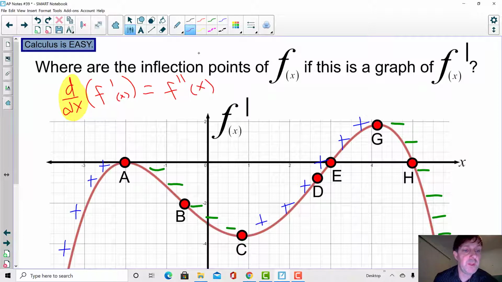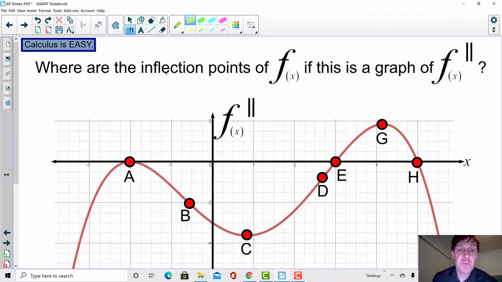So anywhere those pluses change to minuses, or vice versa, you're going to have an inflection point. So we're going to have an inflection point at A. F also has an inflection point at C, and F has an inflection point at G. So those are the three inflection points for F. Now, what if this graph was f double prime?